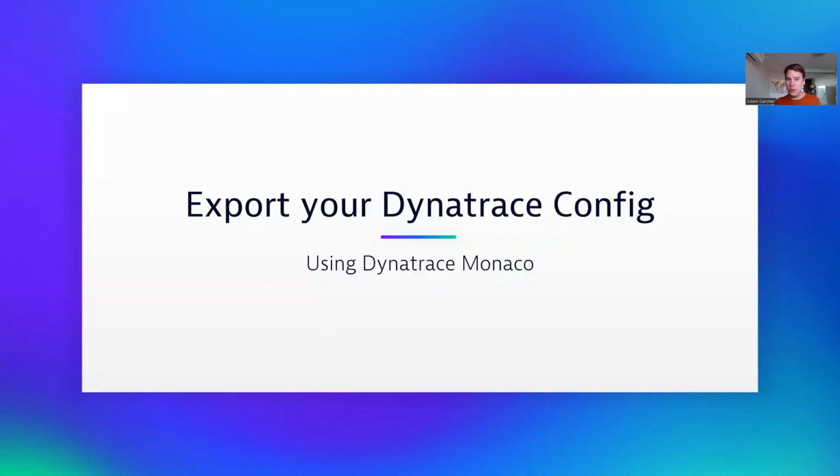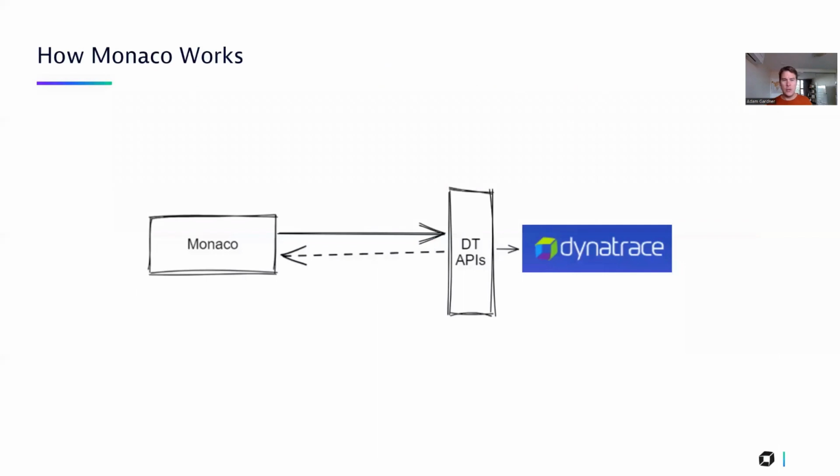So today we're going to focus on how to export your Dynatrace configuration, so dashboards and management zones and alerting profiles and things like that, with an open source tool that we've created called Monaco. So how does Monaco work? Well, fundamentally, as you know, Dynatrace offers a set of APIs to manage your configuration, and Monaco is a nice friendly wrapper around those APIs.